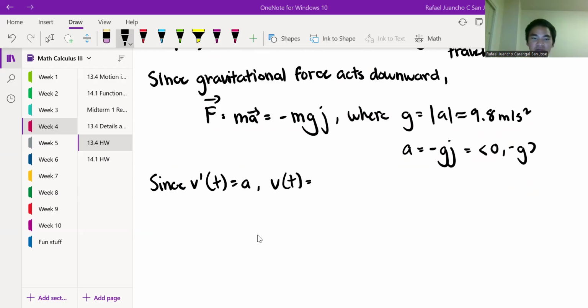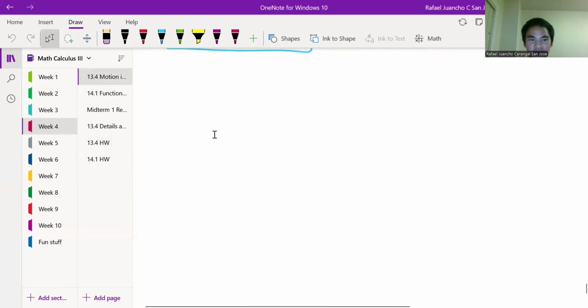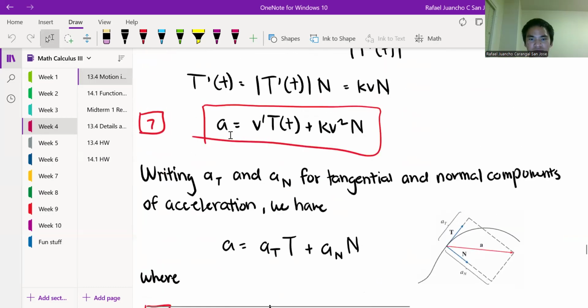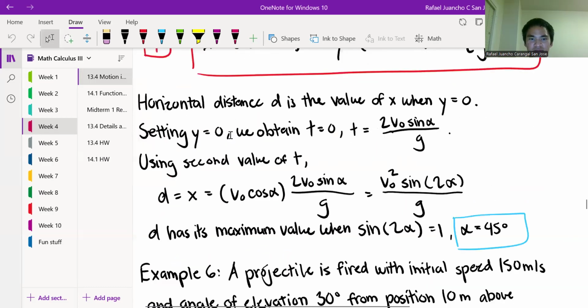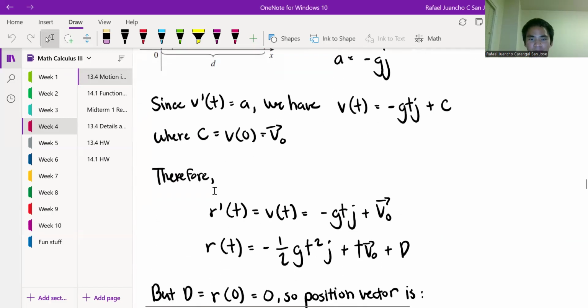Honestly, the first thing I thought of was integrating my acceleration vector. And so that means I integrate this. Yeah, that's what I was initially thinking. I know I did this one before, and it was definitely a tricky one. Something about projectile motion. Oh, there it is. Yeah, this is in the textbook.